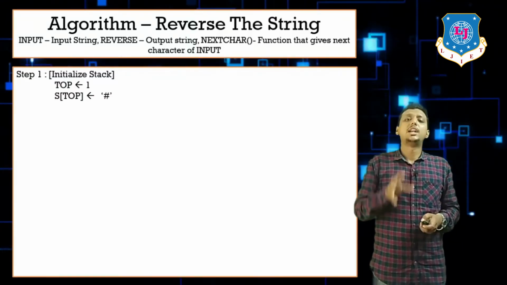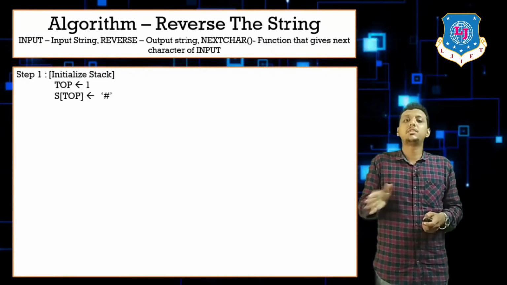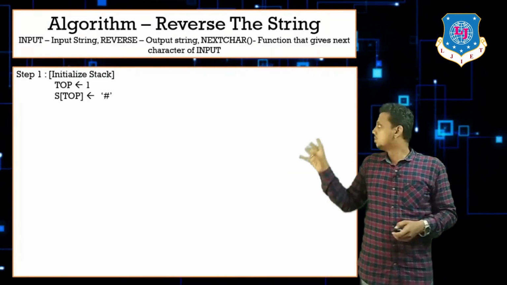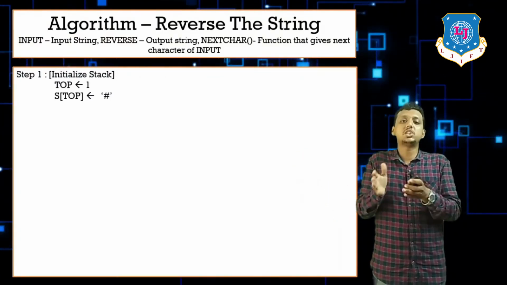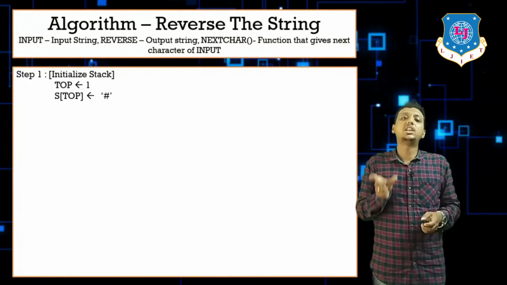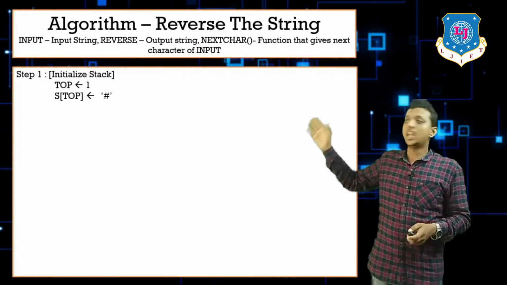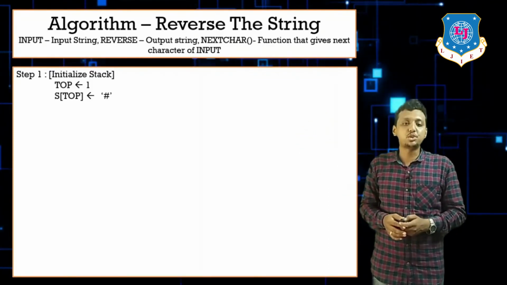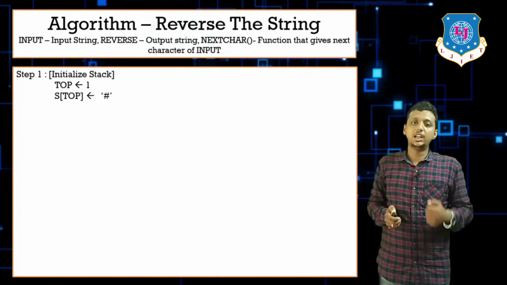But here, let me just inform you about some functions which we have already used in our infix to postfix algorithm. So here, students, I am going to use the next character function. Next character is a function which returns the next value from the input string. Here I have the reverse. Reverse is my output string variable. Then I have the input. Input is my input string variable. Okay, so let me show you how we can do this.